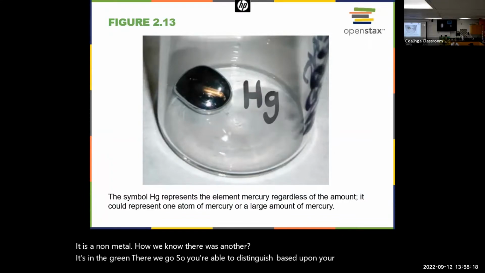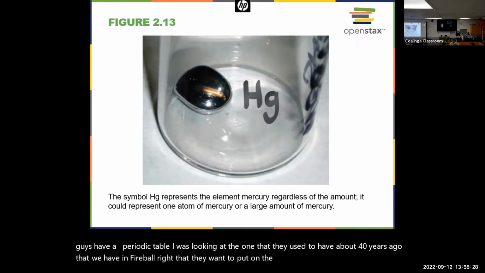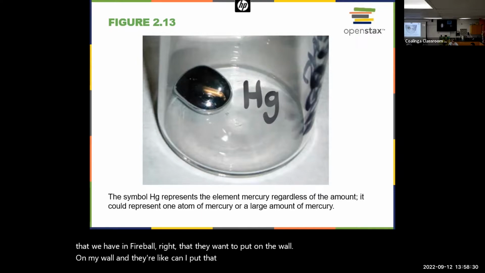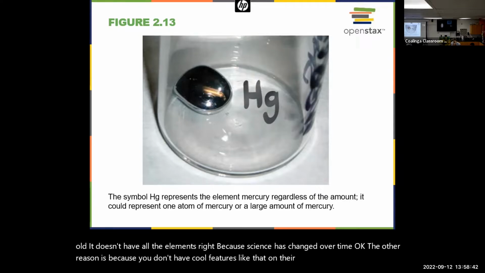You guys have a great periodic table. I was looking at the one that they used to have about 40 years ago that we have in Fireball, right? The one that they want to put on the wall. And I keep telling them, no, you cannot put that on my wall. And they're like, why can't I put that on the wall? I said, because that periodic table is too old. It doesn't have all the elements, right? Because science has changed over time. The other reason is because they don't have cool features like that on their periodic table. So I'm not going to put anything like that on my wall.